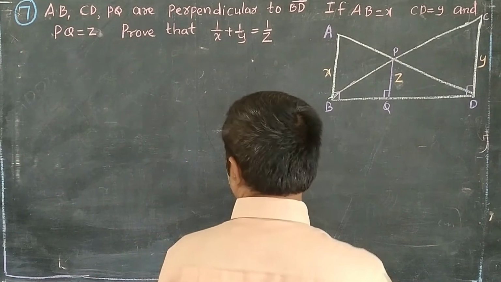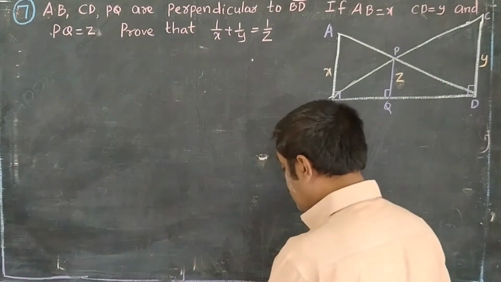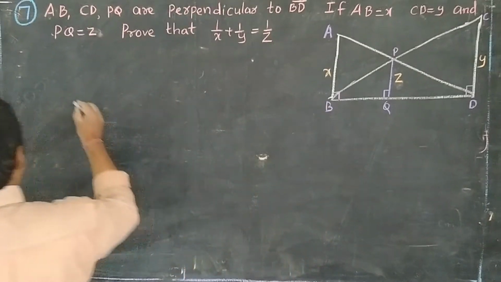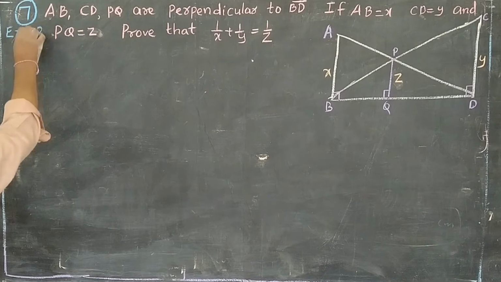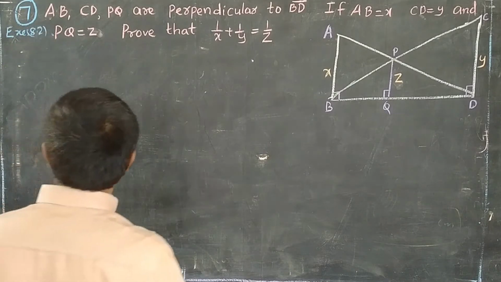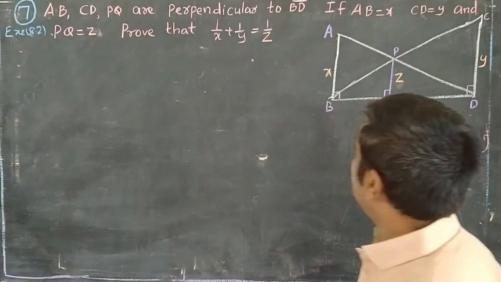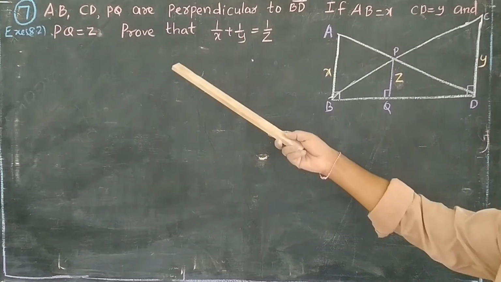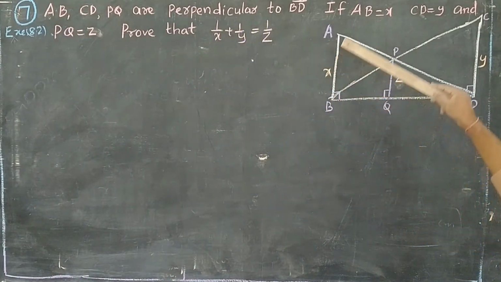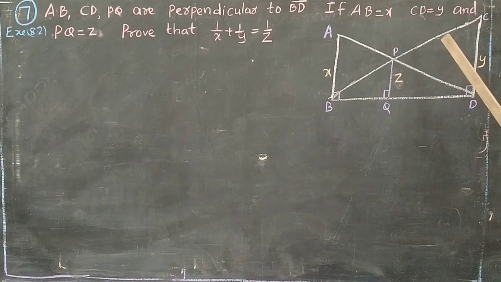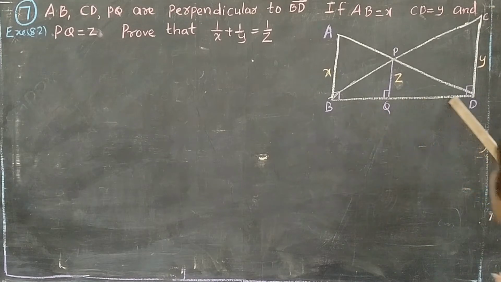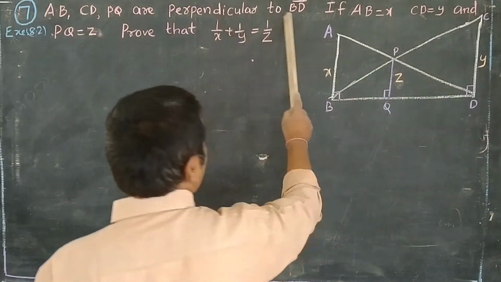So here, a more interesting question. This is exercise 8.2, question number 7. AB, CD, PQ are perpendiculars. AB is perpendicular to BD, here 90 degrees, and PQ is also perpendicular to BD, and CD is also perpendicular to BD.